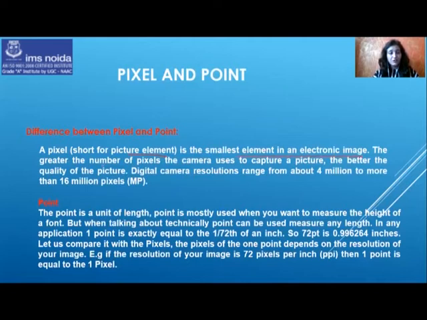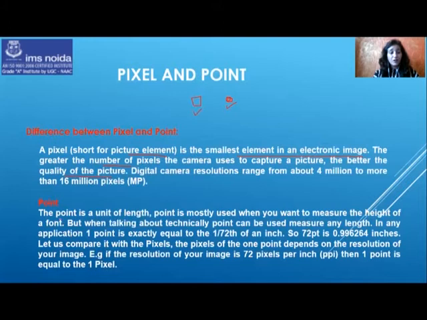The greater the number of pixels, the better the quality, and the better the resolution of the image. What is the difference between pixel and point? The first difference is that the shape of the pixel is square, and the shape of the point is circle.